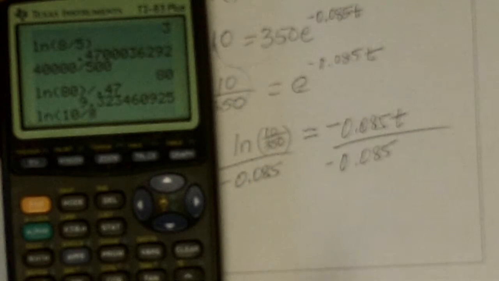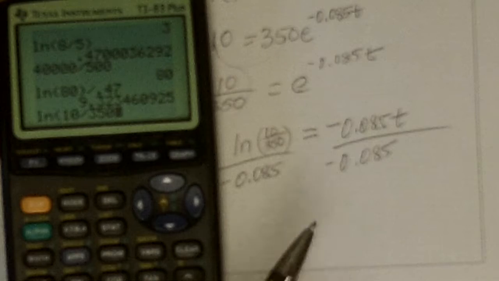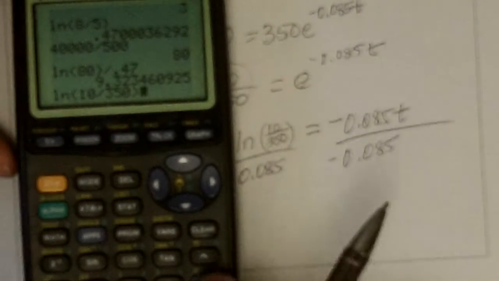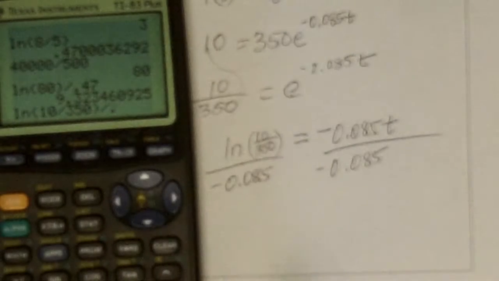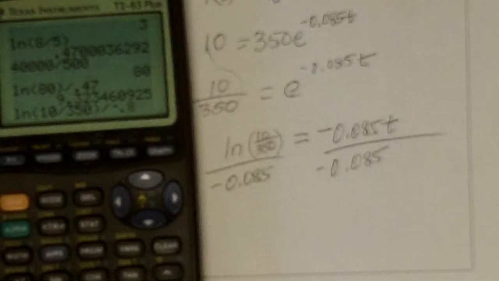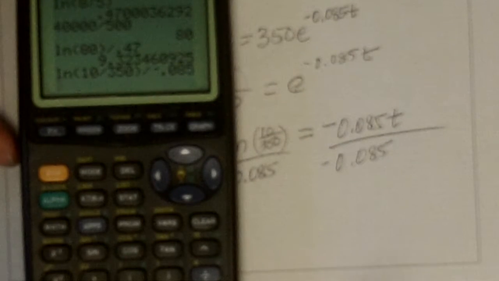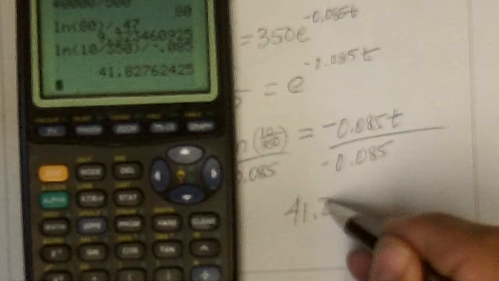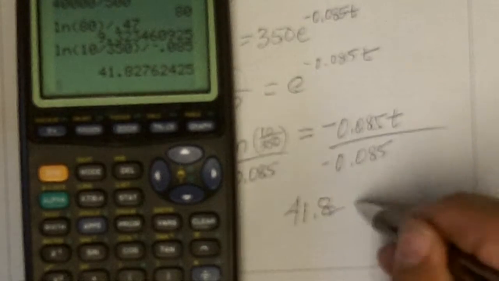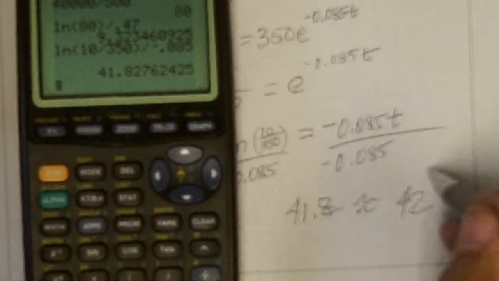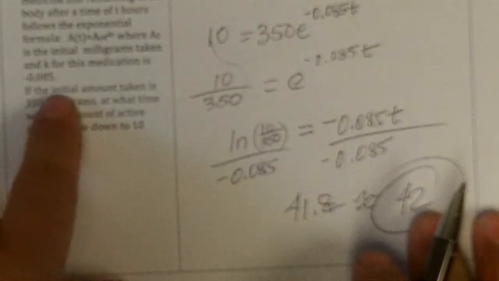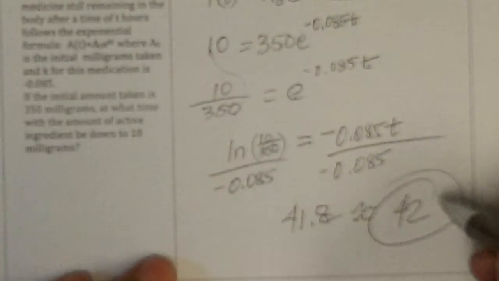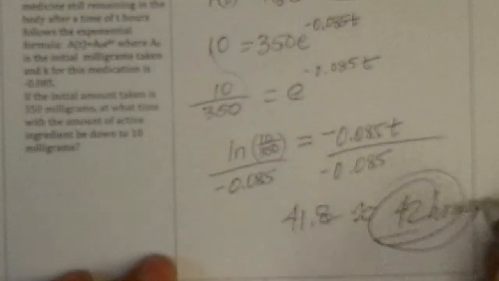We get an answer for this: ln of 10 divided by 350, divided by negative 0.085, making sure to get the negative in there. Enter, and we get 41.28, which is about 42 hours, time was in hours. And that's the sample final.